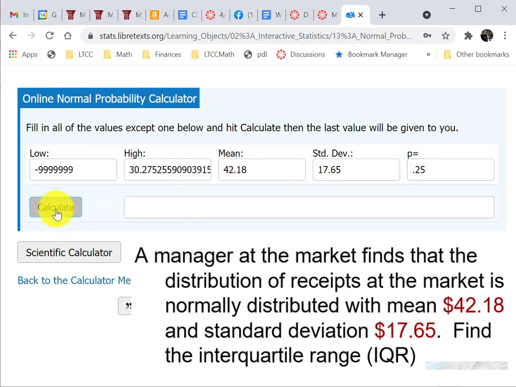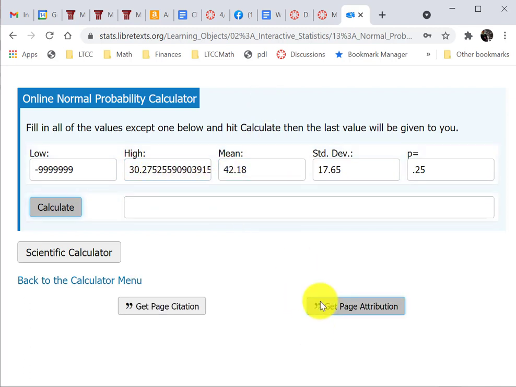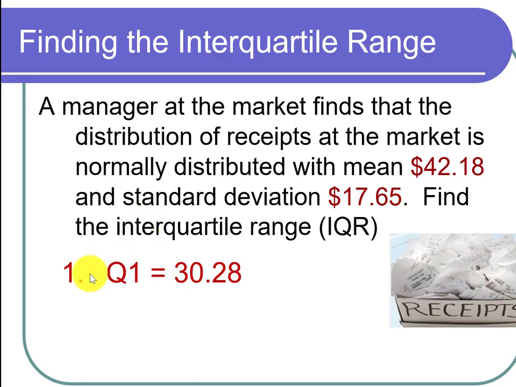And I hit calculate, and there it is, 30.275, etc. So now I can go and take a look at that. Okay, so the first quartile is 30.28. Now I want the interquartile range, which is the third quartile minus the first quartile. So I need to find Q3, which is the 75th percentile, which means that I want to say that the probability of that value or below is 0.75.